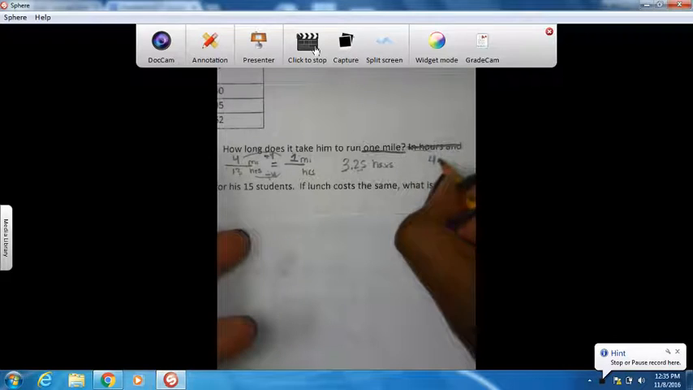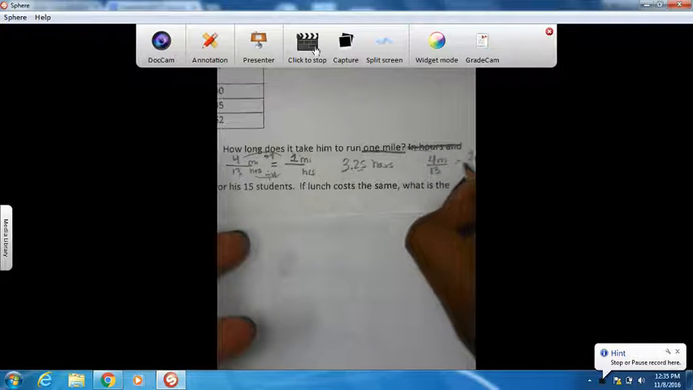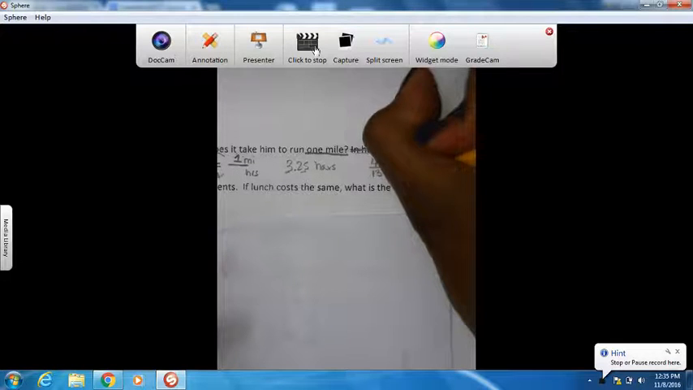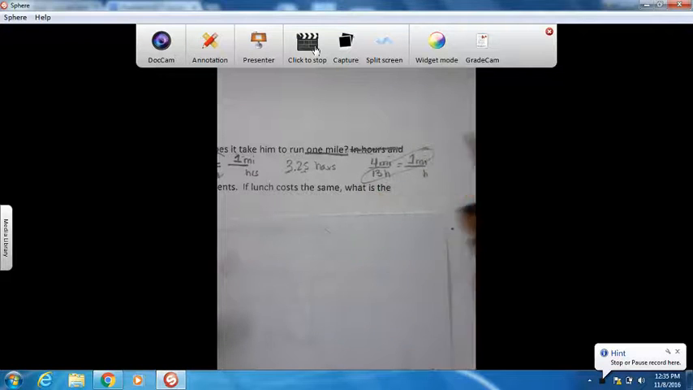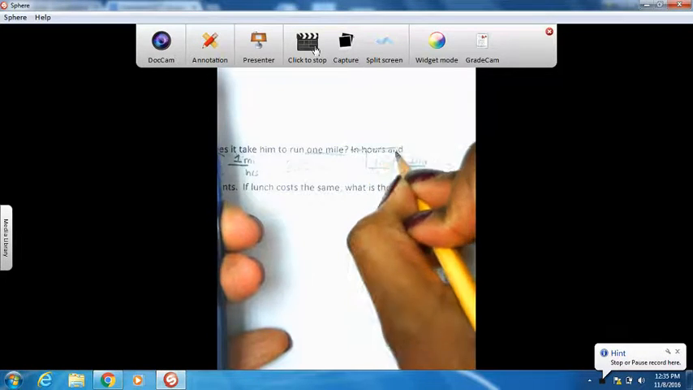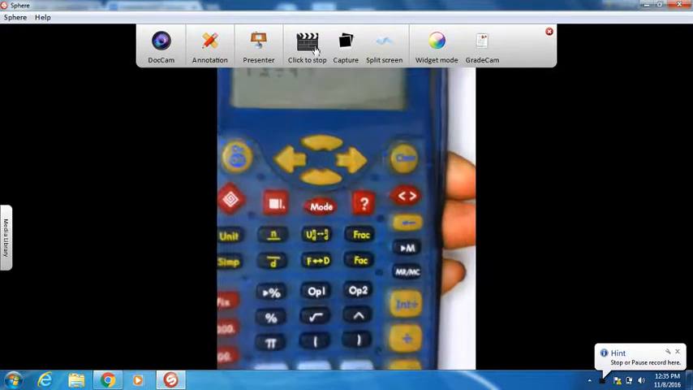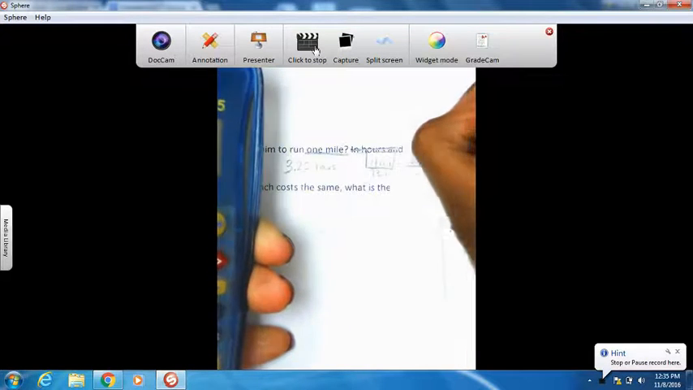So another way you could have solved this is by cross multiplying and dividing. So you could have multiplied 13 times 1. And we already know that any number multiplied by 1 gives you itself. And then you divide by the lonely number, divided by 4. And it gives you the same solution.